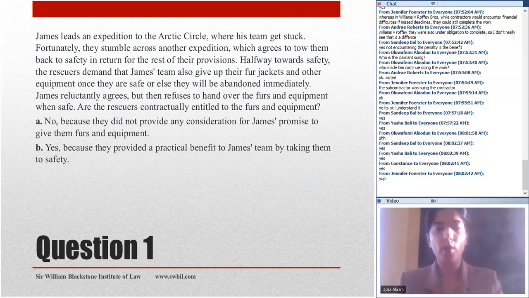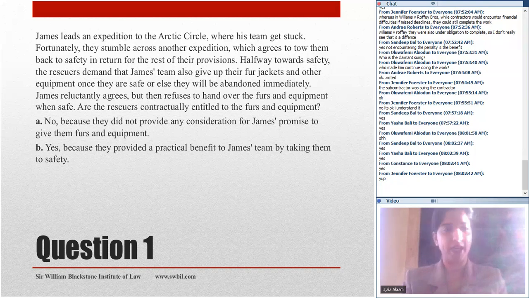All right, let's look at a question. So you have a question in front of you. Look at it, and then we'll discuss it. James leads an expedition to the Arctic Circle, where his team gets stuck. Fortunately, they stumble across another expedition which agrees to tow them back to safety in return for the rest of their provisions. Halfway towards safety, the rescuers demand that James' team also give up their fur jackets and other equipment once they are safe, or else they will be abandoned immediately. James reluctantly agrees, but then refuses to hand over the furs and equipment when safe. Are the rescuers contractually entitled to the furs and equipment?